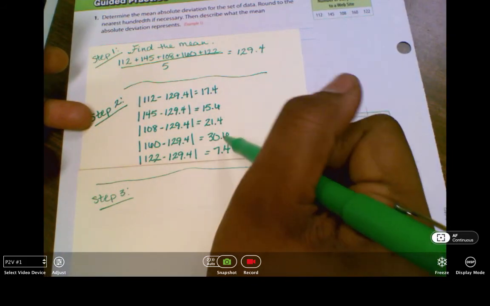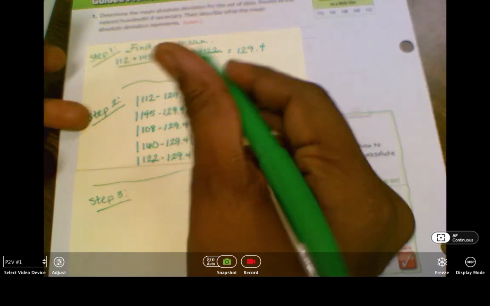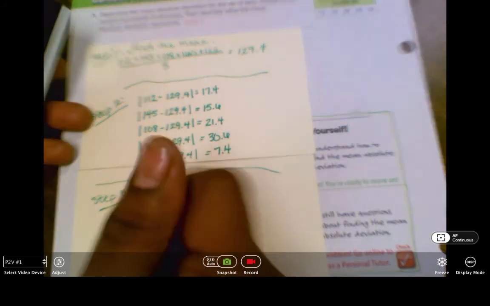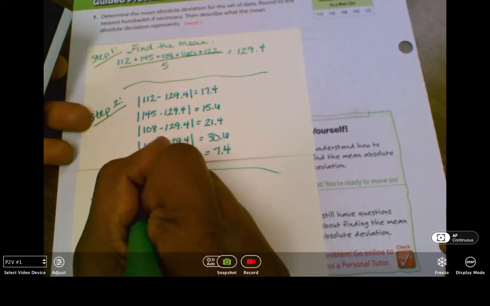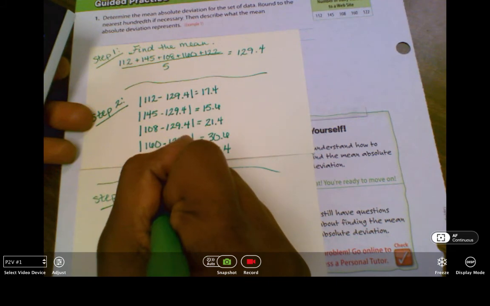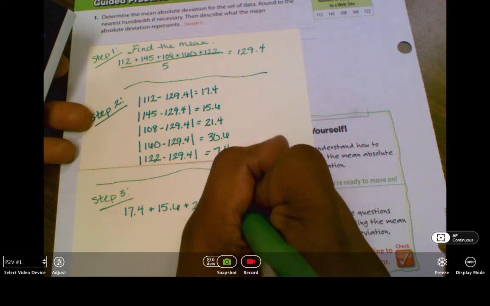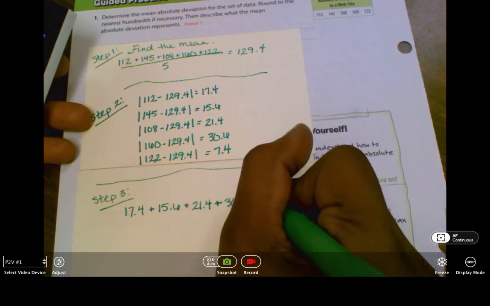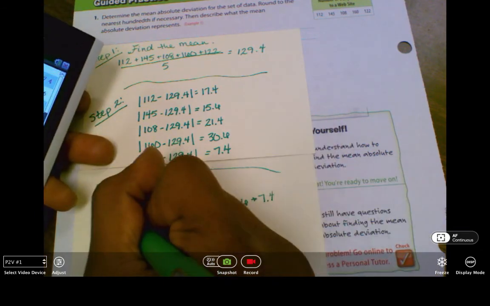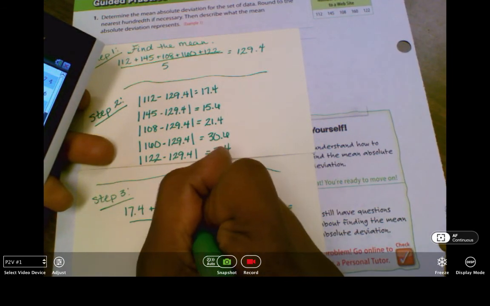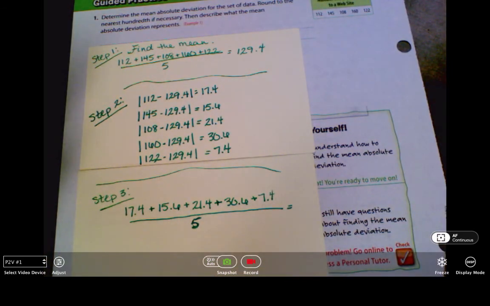So now for step 3, I'm going to take all of these distances, the absolute values between the values and the average, and I'm going to find the average of those distances. So I have 17.4 plus 15.6 plus 21.4 plus 30.6 plus 7.4, all divided by 5. And let's see what that gives us.